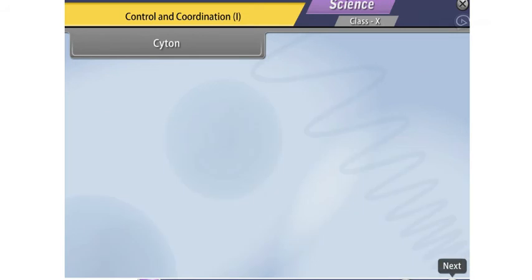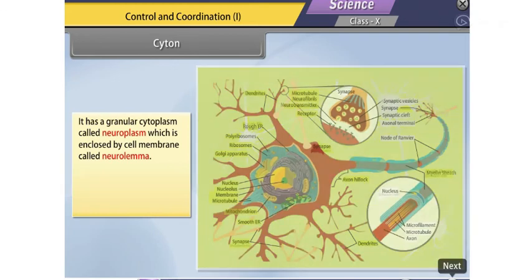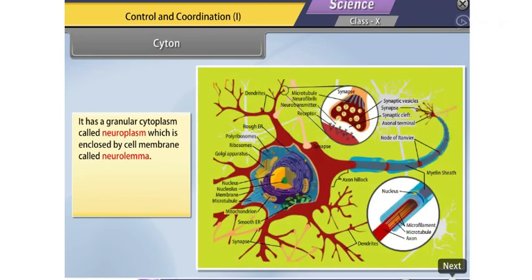Cyton. Cyton is a typical animal cell-type structure which contains cytoplasm and a nucleus. It is spherical in shape and about 4 to 135 μm. It has a granular cytoplasm called neuroplasm, which is enclosed by a cell membrane called neurolemma. It also has a large spherical and centric nucleus with a nucleolus.